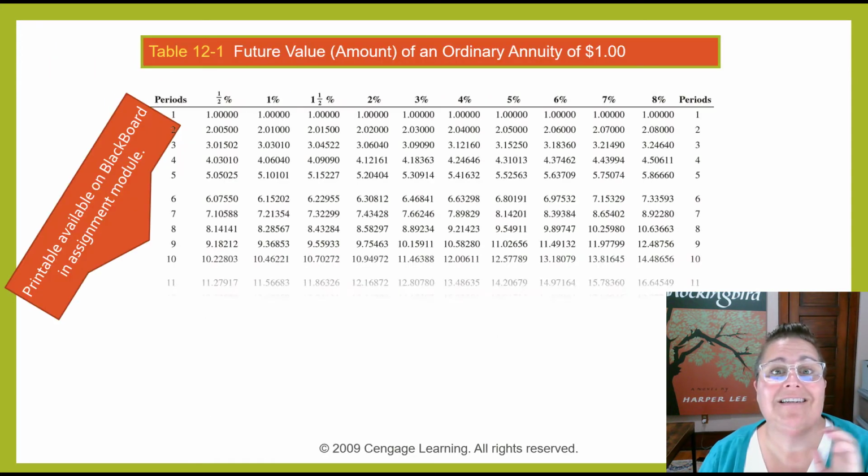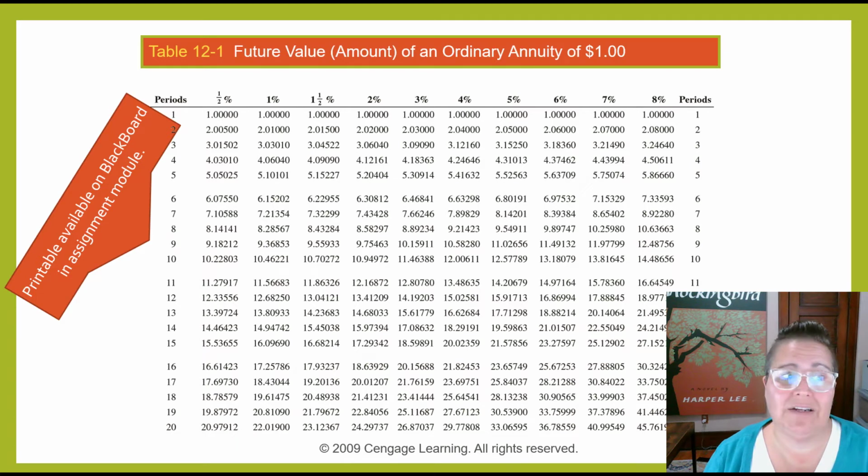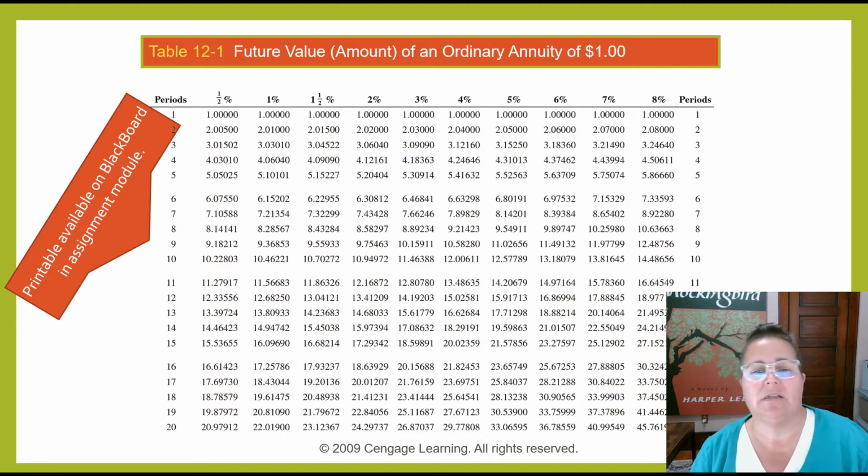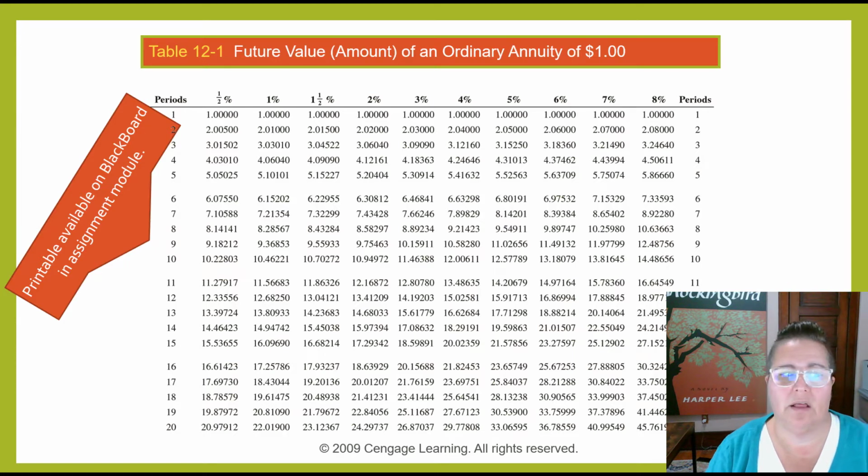The table is not the same table. This is a different table. This table is 12-1. It is the future value or the amount of an ordinary annuity of $1. So this is all done as if you would do $1.